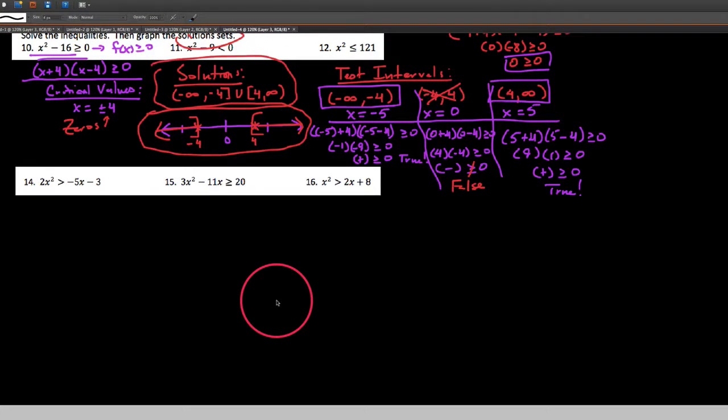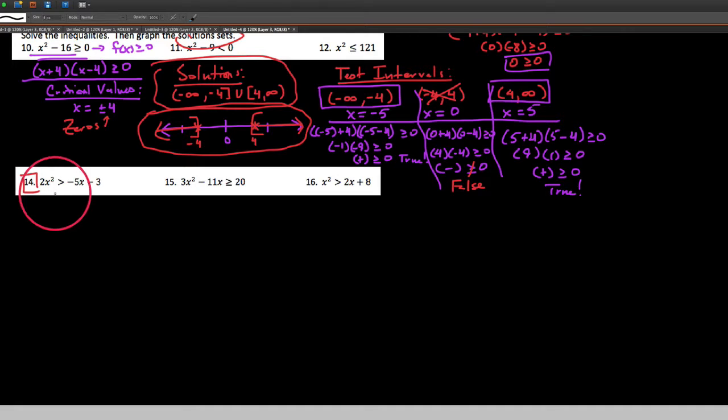Okay guys, in this video we're just going to work through another example of solving a polynomial inequality, and I'm just going to go right through the steps here. So let's take a look at number 14. Compared to number 10 that we did a moment ago, one thing I want to point out is that the last inequality was greater than or equal to. In this case we just have a greater than, which is going to play into our solution intervals here.